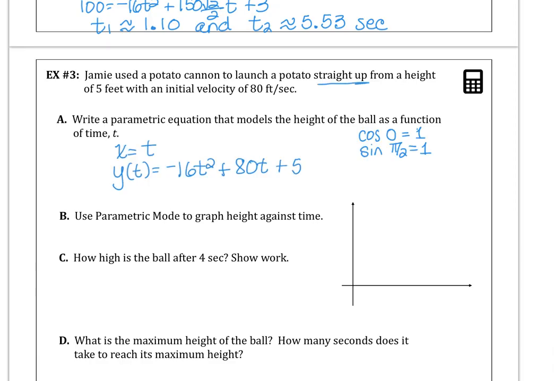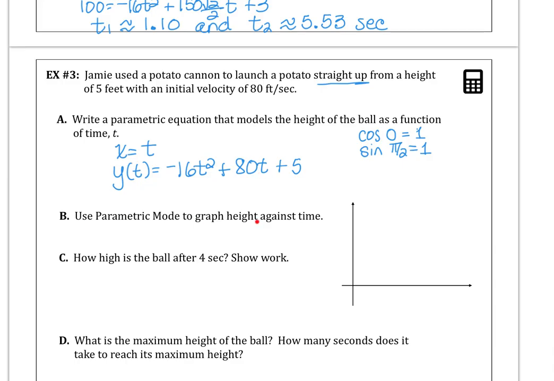Now you might be wondering, why didn't we put the cosine in here and the sine in here? Well, if you think about the idea that the potato is going straight up, the cosine of 0 is 1, so 1 times t is going to still be t. And the sine of straight up, well, straight up is pi over 2. So 80 times the sine of pi over 2 is just 80 times 1.